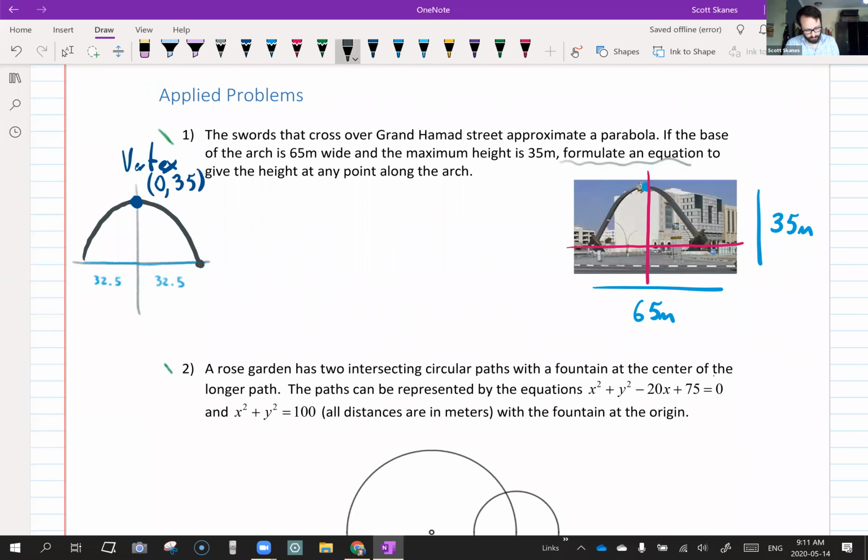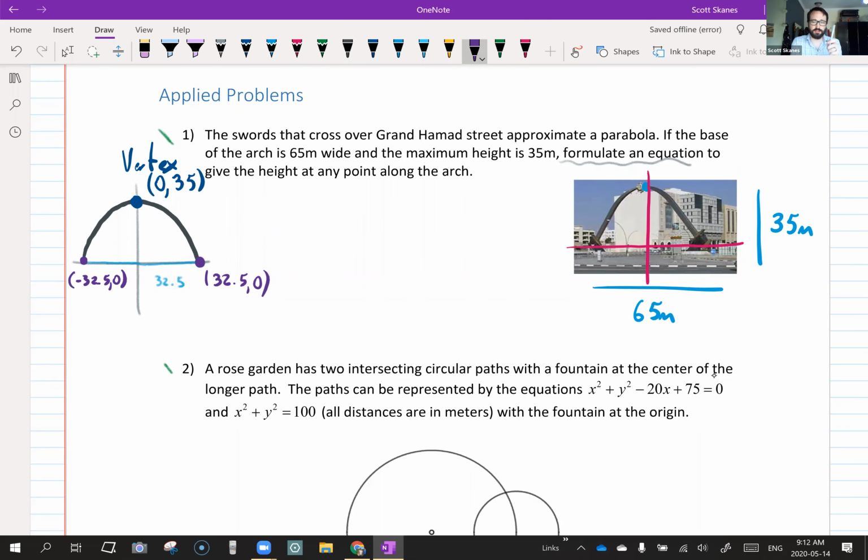That point here, let me color code it actually. This point here is 32.5 and 0. I see your question, Tarek. I'll answer it in a second. And this point here, negative 32.5 and 0.